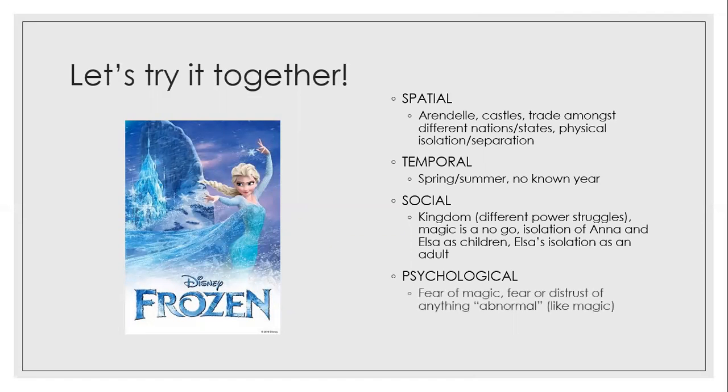And the psychological setting is that there's this fear of magic and a fear or distrust of anything abnormal, like magic. So this abnormal thing that Elsa has is something to be feared, not seen as a gift as it was at the very beginning. It's something that can be dangerous. So the citizens of Arendelle and the other countries that have come to her coronation are seeing all of this.